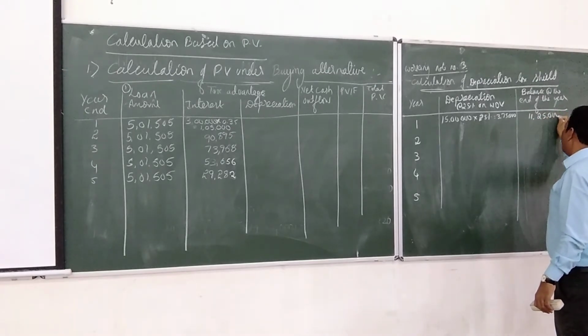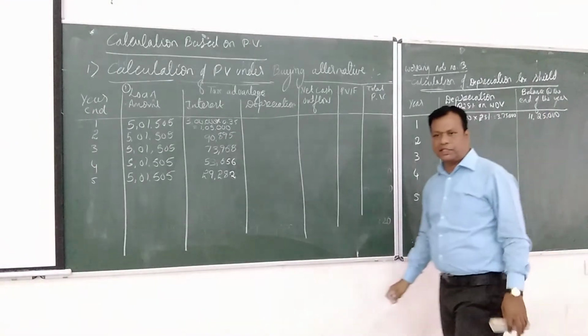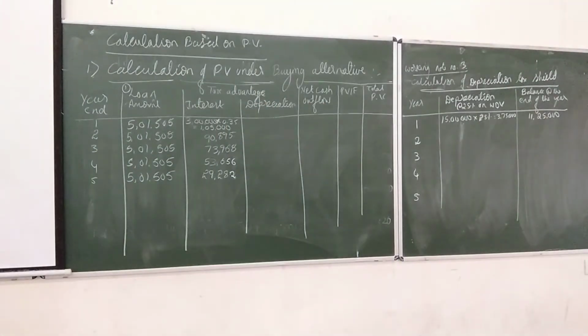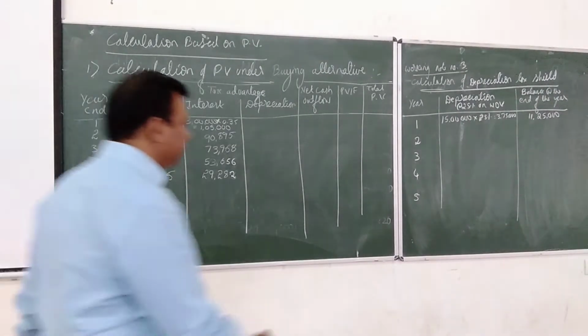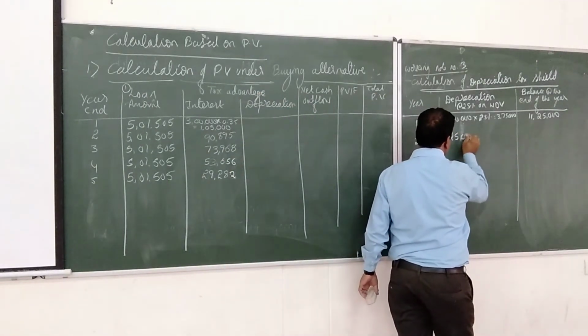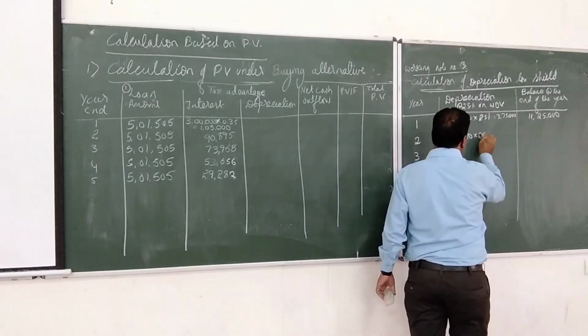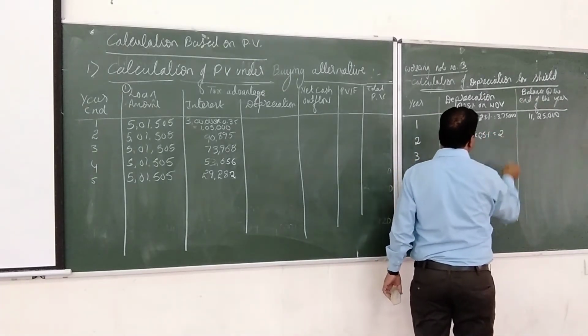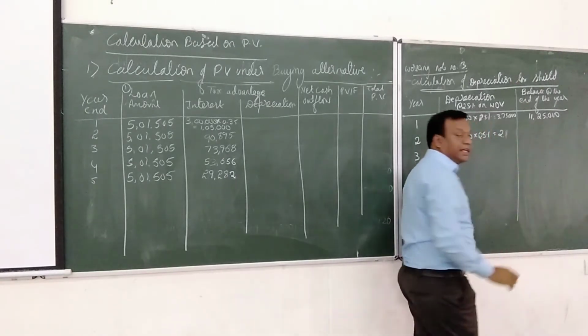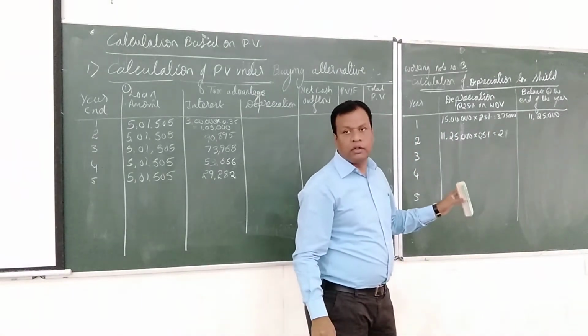This is the balance at the end of the year, correct? Hope it's clear. Machinery, initially the value of the machine was 15 lakh. After depreciation, at the end of the year, what is the value of the machine? 11 lakh 25,000. So now, second year we have to calculate the depreciation. 11 lakh 25,000 into 25%. 2 lakh 80.